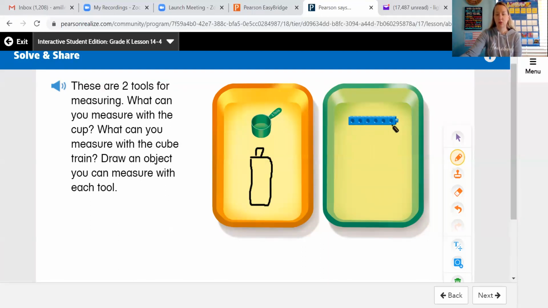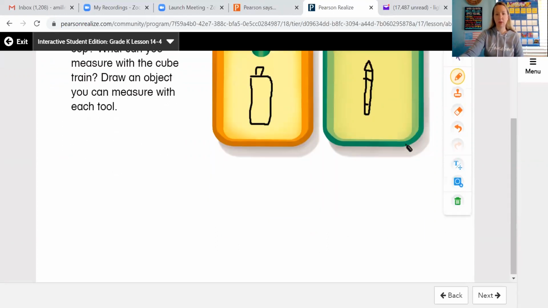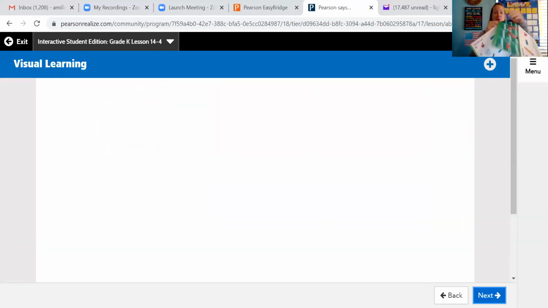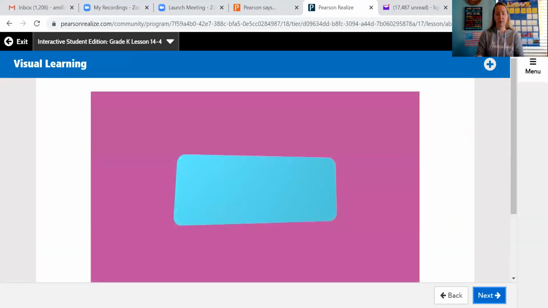And a cube train measures how long or how tall something is. You can measure almost anything by its height or length. So how about, for me, I am going to draw a crayon. I want to know how tall or how long my crayon is. There's my crayon. Kind of looks like a rocket, but that is okay. All right, now what are you going to draw? Go ahead and finish up this page and do the hard flip and get ready for the video.